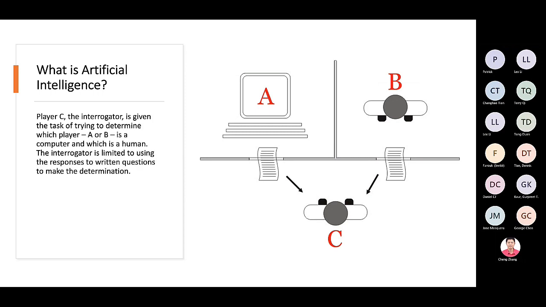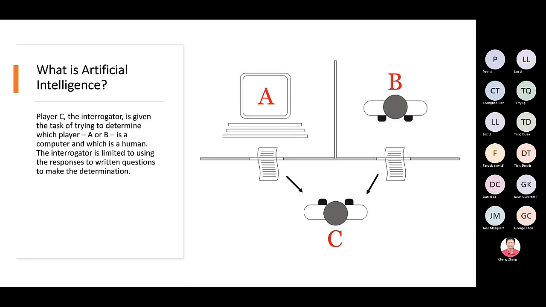So the test is like this. In a special room, we arrange two cells that are isolated from the outside. In one of the cells, we have a machine. We mark it as A. In the other cell, B, we have a human sitting there. But since they're behind the scenes, we don't know which one is human and which one is a computer. And we have an observer or interrogator outside of the cells, and we mark it as player C.